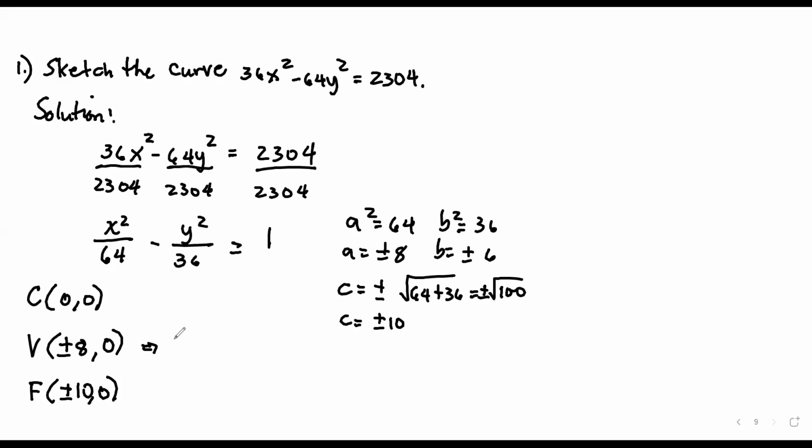Okay? So this is for transverse axis. For conjugate, that's the b. 0, positive negative b, 6. I'm sorry, positive negative 6. This is the coordinates of your conjugate axis.